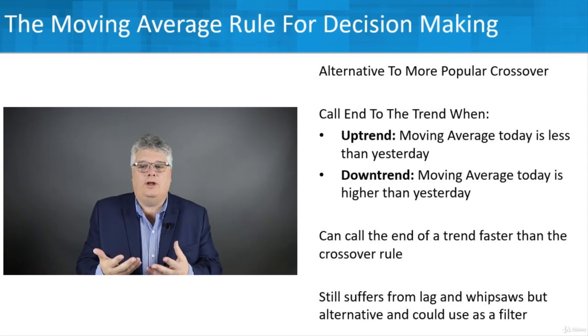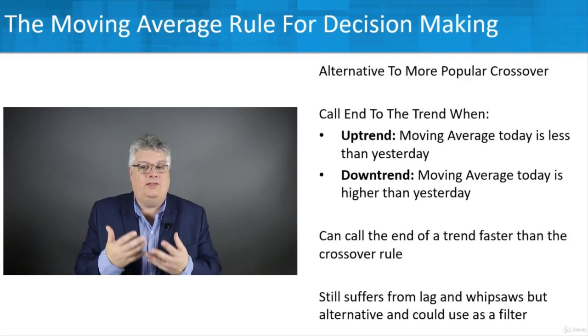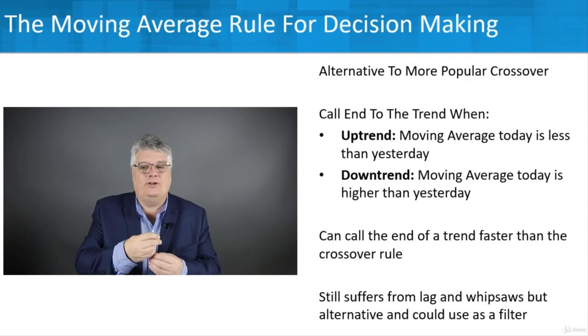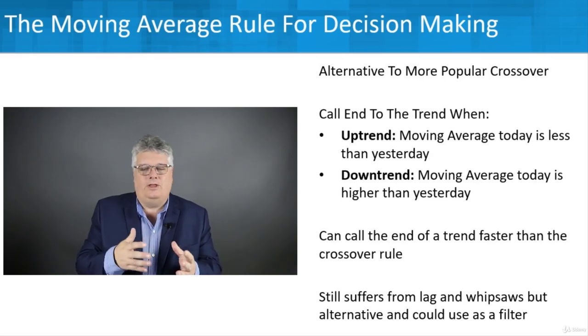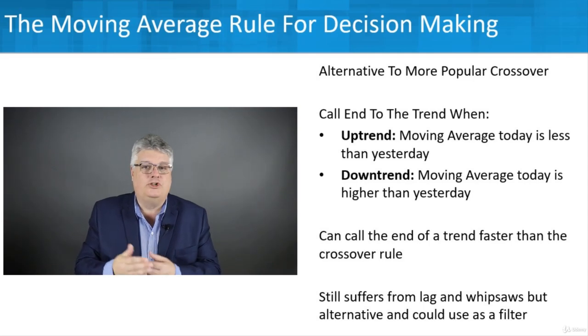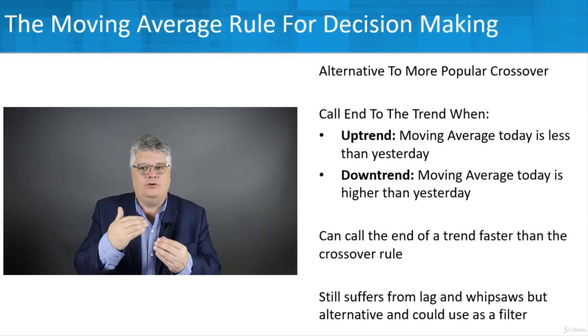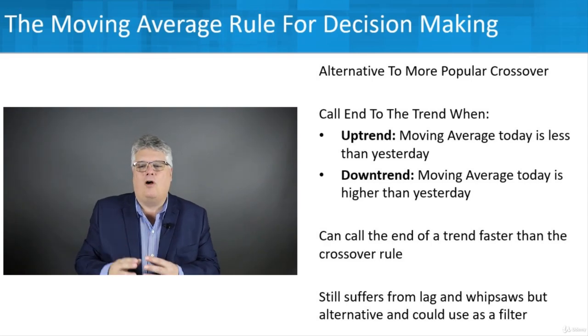Instead of uptrending or downtrending, it's starting to make that change either way. So if there's an uptrend, and today's moving average is less than yesterday's, you could start calling an end to an uptrend with that. And the opposite, of course, would be in a downtrend. It's been downtrending, and the moving average today is higher than yesterday. So you're basically comparing your most recent data point, and then looking at your overall trend.